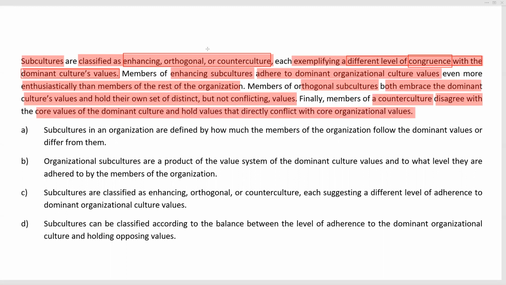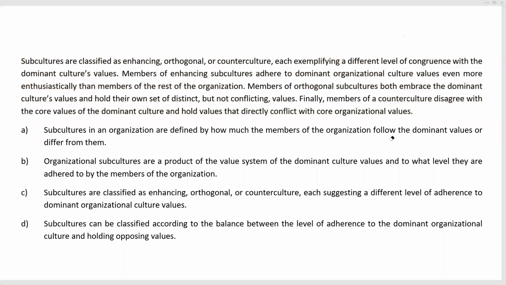So these explanations of these three subtypes, or three classifications of subcultures, can be simplified and boiled down to one statement. Let's look at the options. Option A says, subcultures in an organization are defined by how much the members of the organization follow the dominant values or differ from them. Now, this would otherwise be perfect. It gets the primary subject correct, subcultures. And then it says they're defined by how much the members follow the dominant values or differ from them.